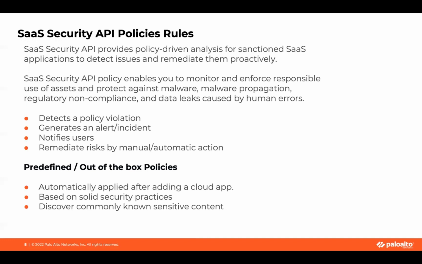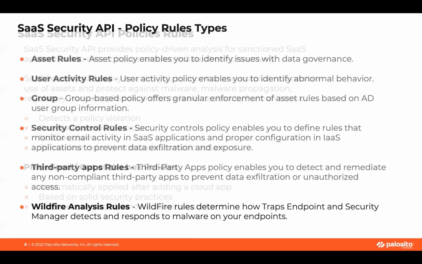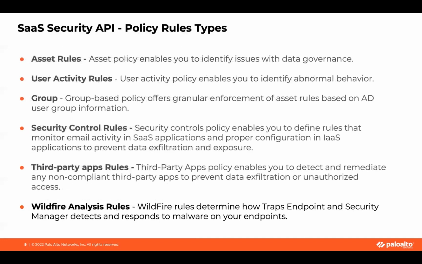They are defined based on security policy best practices. They are designed to discover commonly known sensitive content. Policy rule types include asset rules, user activity rules, group rules, security control rules, third-party app rules, and wildfire analysis rules. We will talk about each of these policies in more depth.